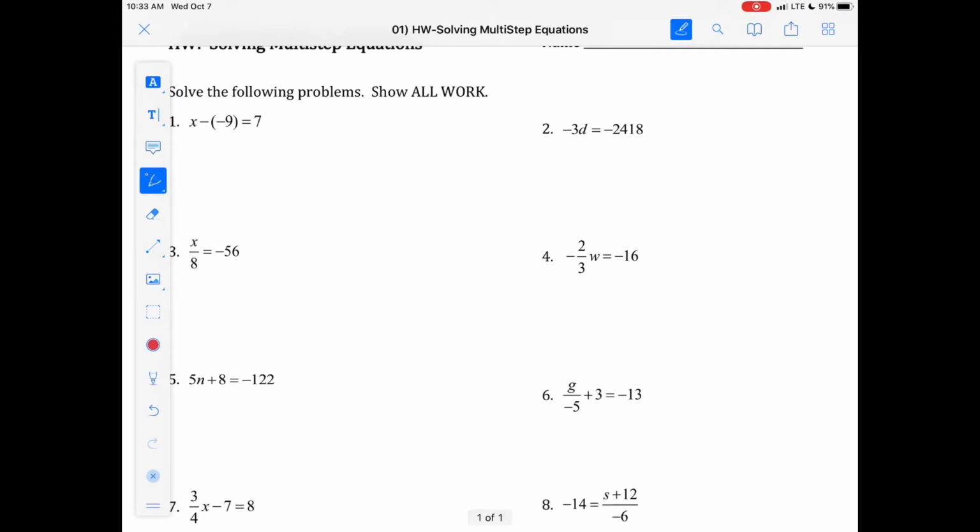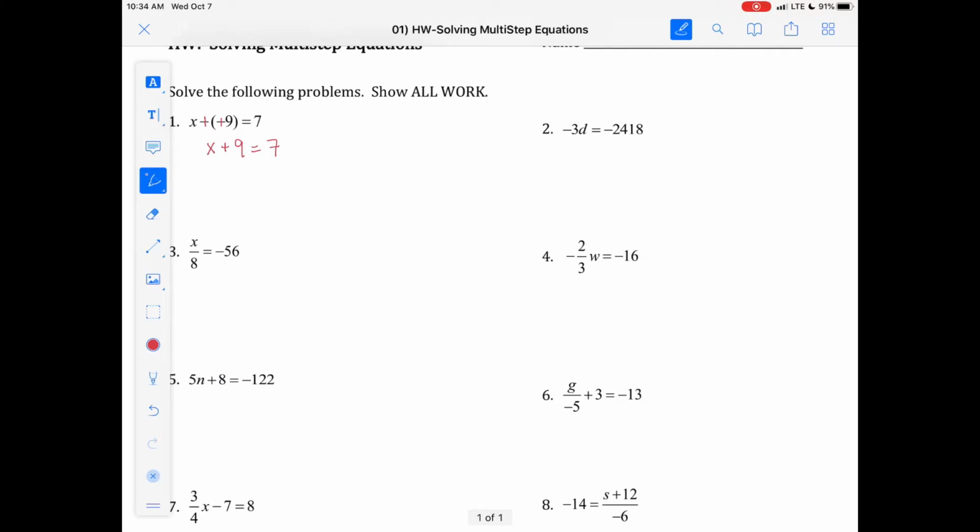So let's look at some of these nice warm-up problems. Like one, for example. I'm hoping from the first unit you remember a negative times a negative is a positive. So this is the equivalent statement as x plus 9 equals 7.